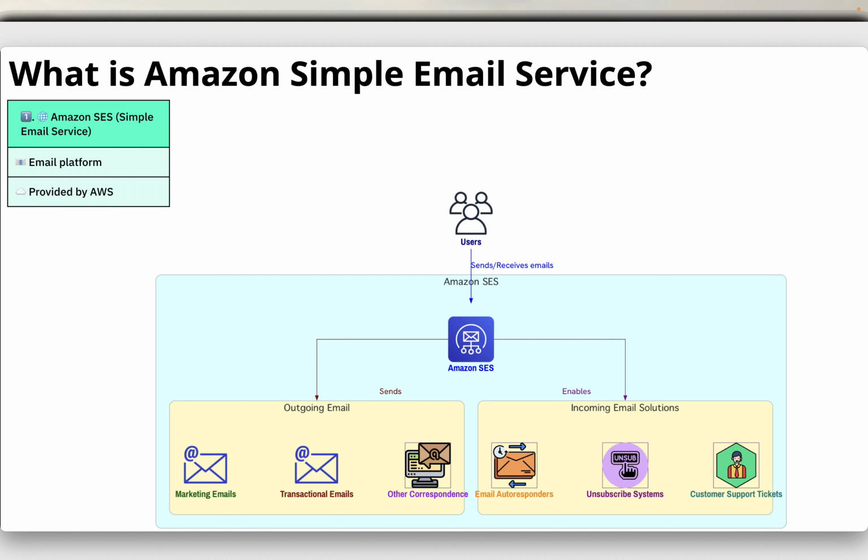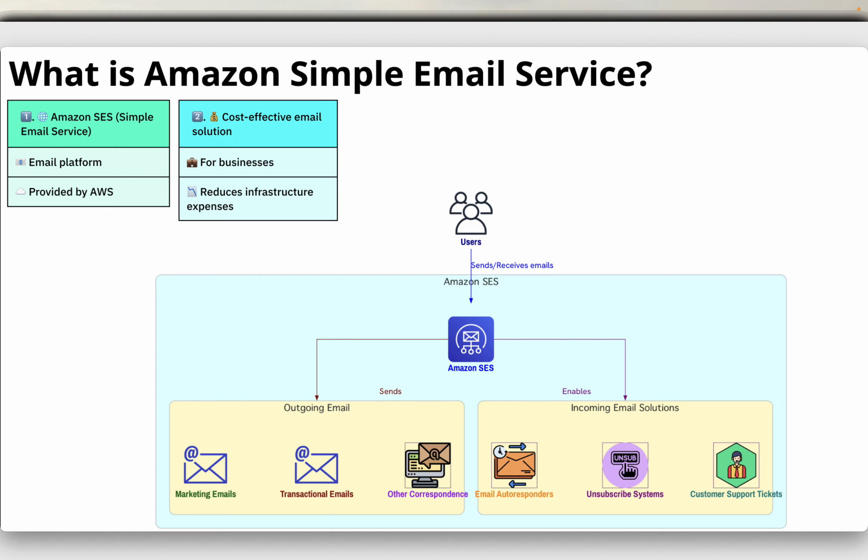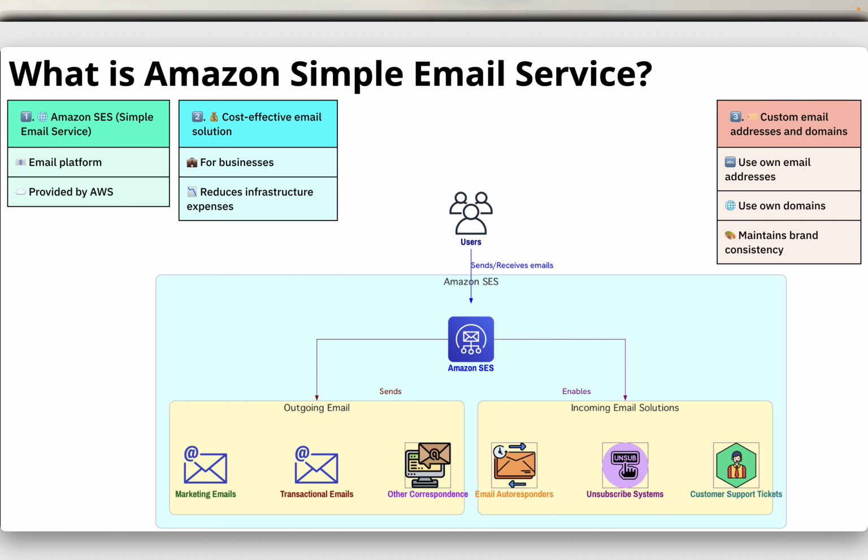Amazon SES, Simple Email Service, is an email platform provided by Amazon Web Services. It offers a cost-effective way for businesses to handle their email needs, reducing expenses associated with managing email infrastructure. Users can utilize their own email addresses and domains, maintaining brand consistency in their communications.